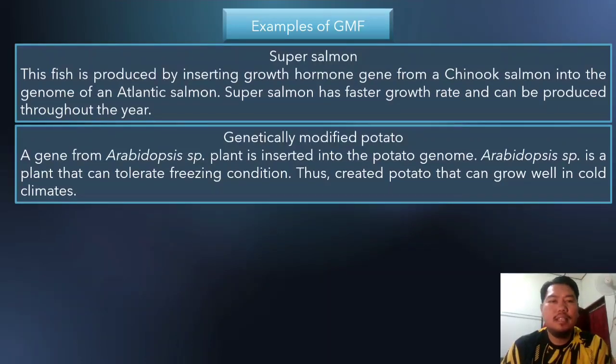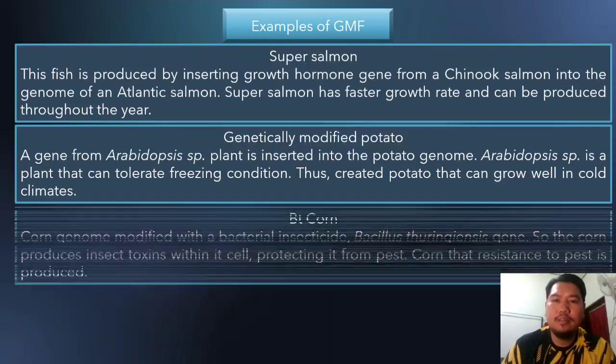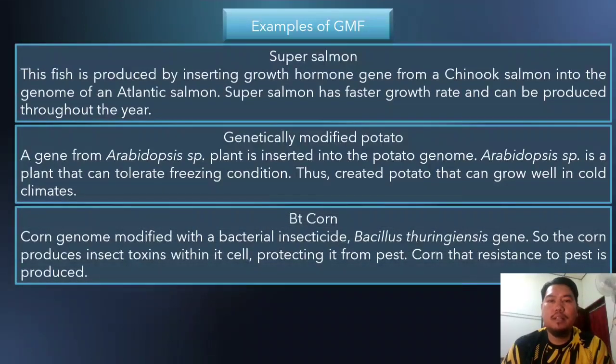Arabidopsis is a plant that can tolerate freezing conditions. Thus, scientists created a potato that can grow well in cold climates. Third example, Bt corn. The corn genome is modified with a bacterial insecticide gene, the Bt gene. So, the corn produces insect toxin within its cells, protecting it from pests. Corn that is resistant to pests is produced.